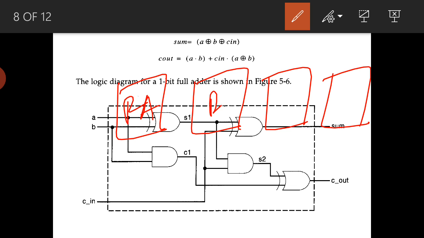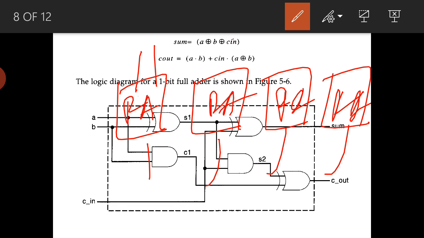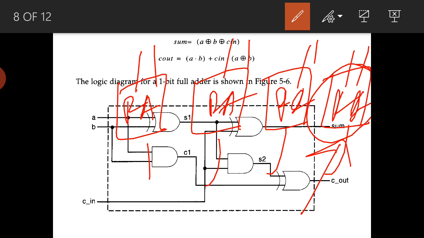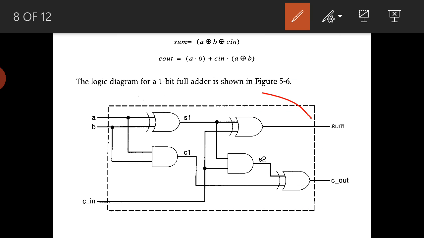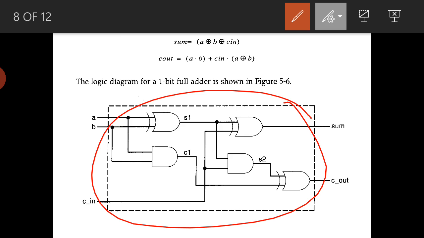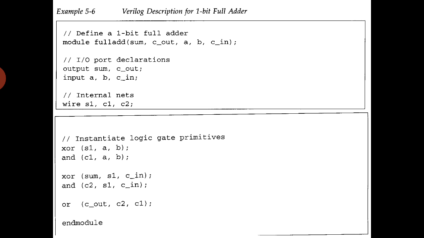So this is a full adder, this is a full adder, this is a full adder, this is a full adder, each of 1 bit. So for that, first we need to write the code for the 1-bit full adder, then instantiate it 4 times. The same thing here, the 1-bit full adder circuit. For this we need to write the code.